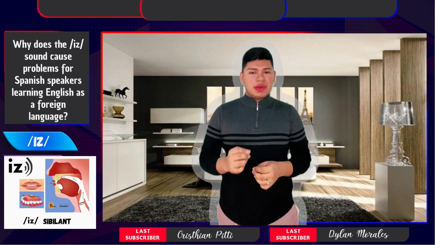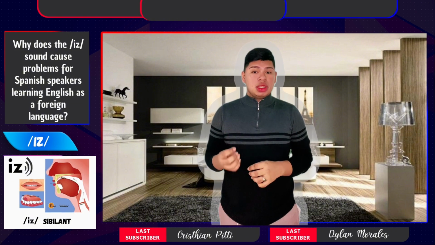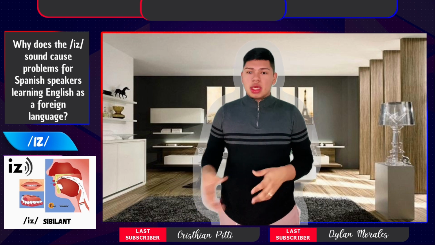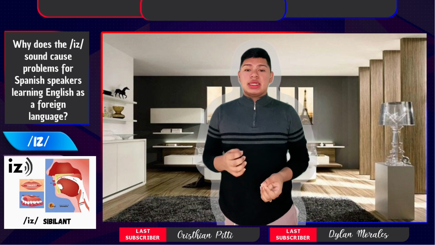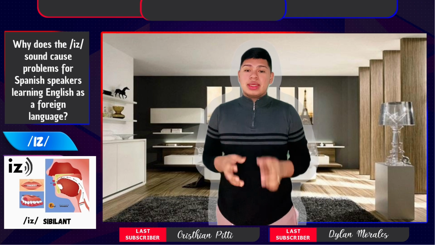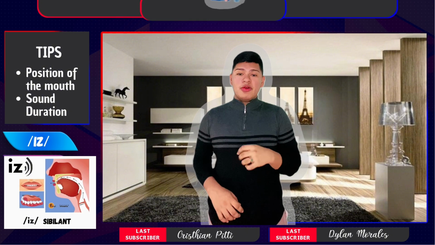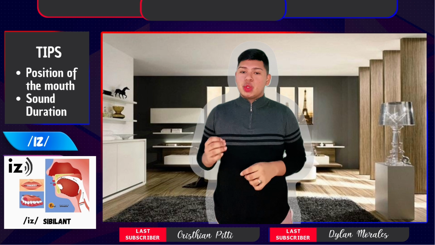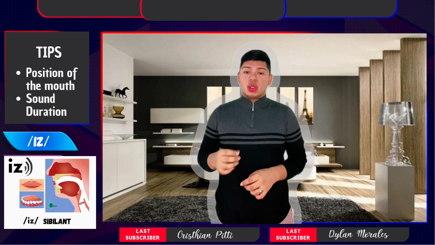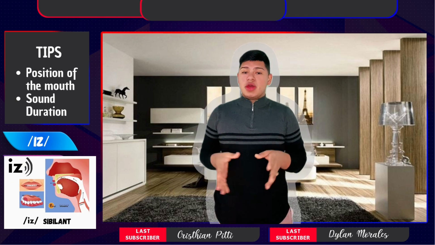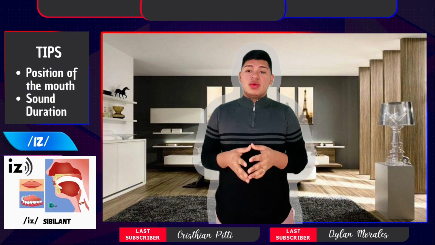Well, Spanish speakers learning English may find the Z sound at the end of a word challenging because it doesn't exist in Spanish, causing pronunciation and voicing differences, potential confusion, and the need for focused practice to master this sound. Tips for pronouncing the Z sound in English: the correct shape of the mouth. Your mouth should be slightly open and your tongue should be relaxed, and the Z sound usually has a longer duration compared to the unvoiced S.